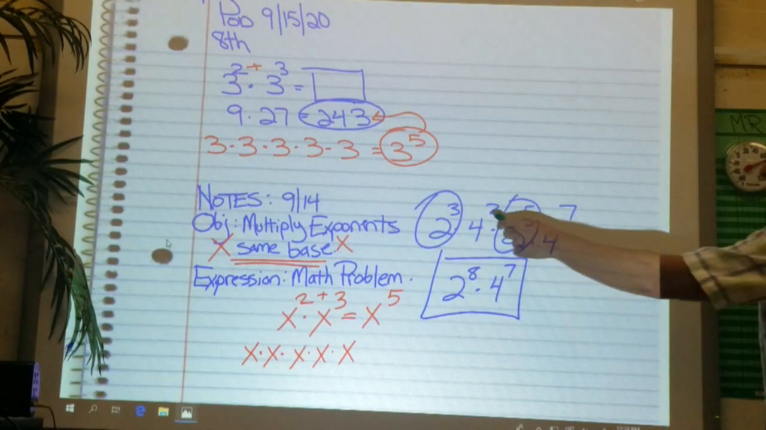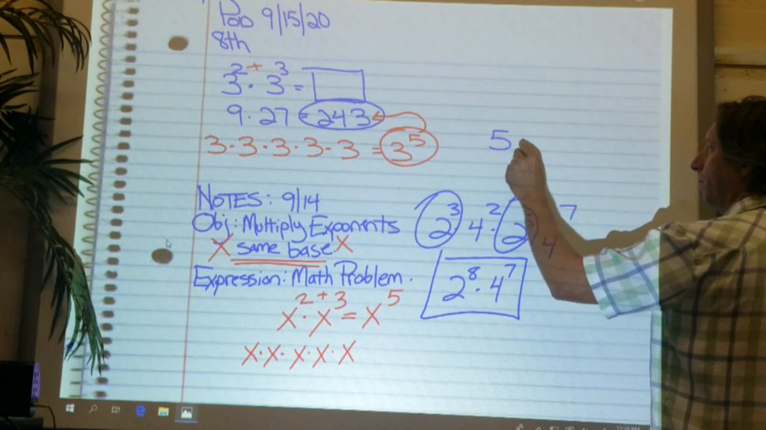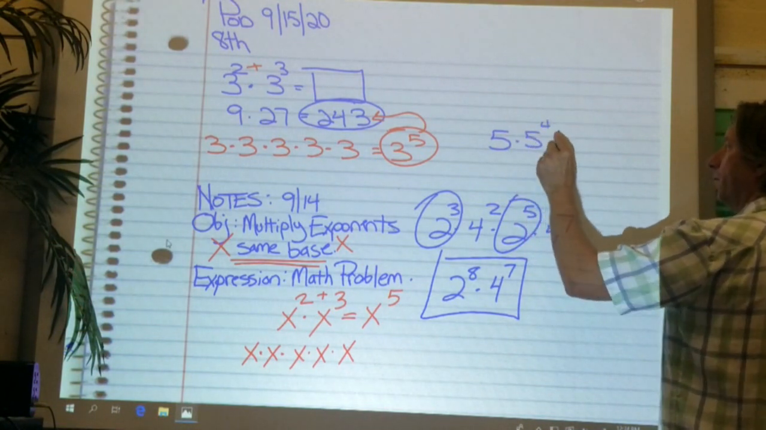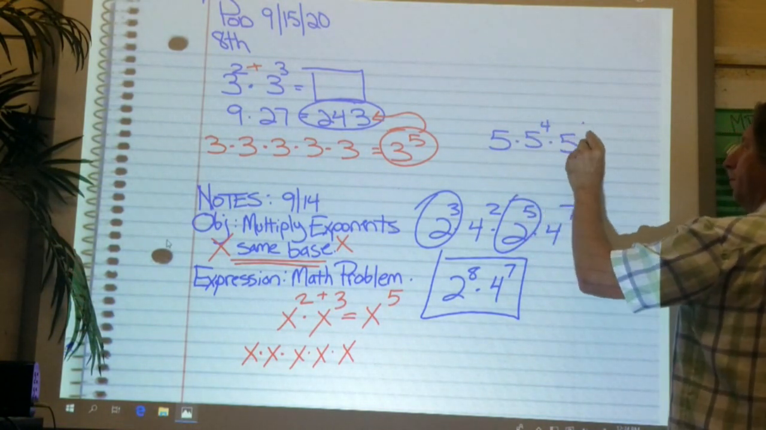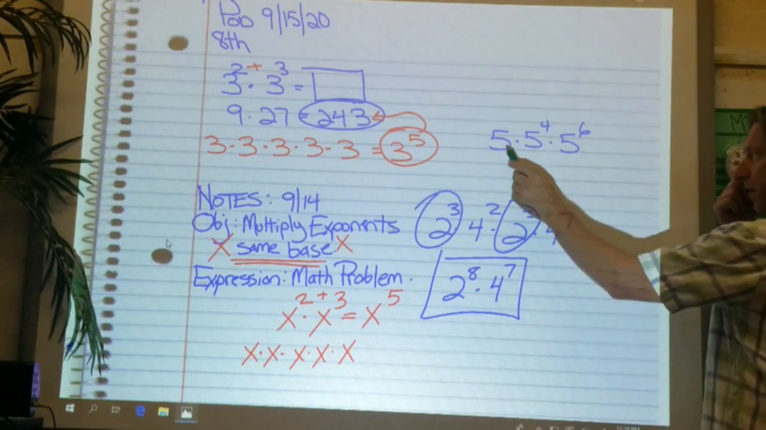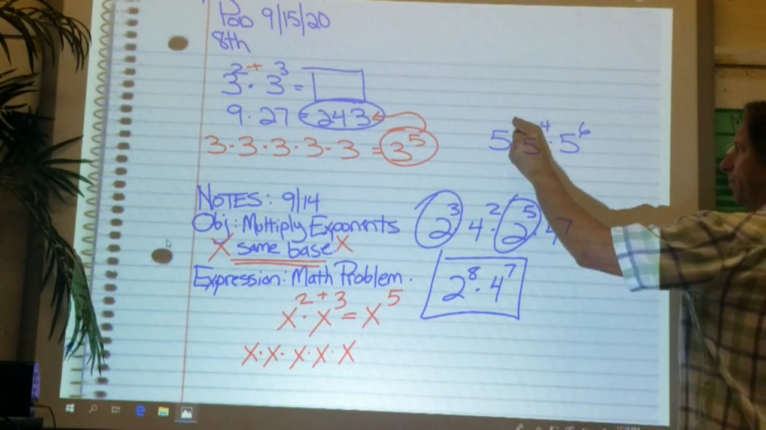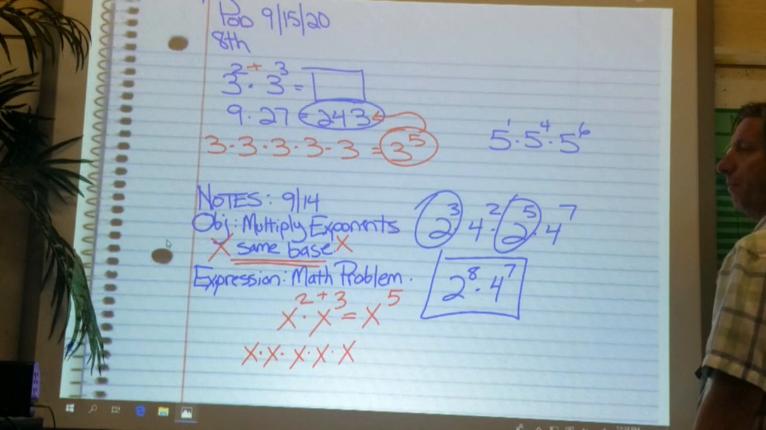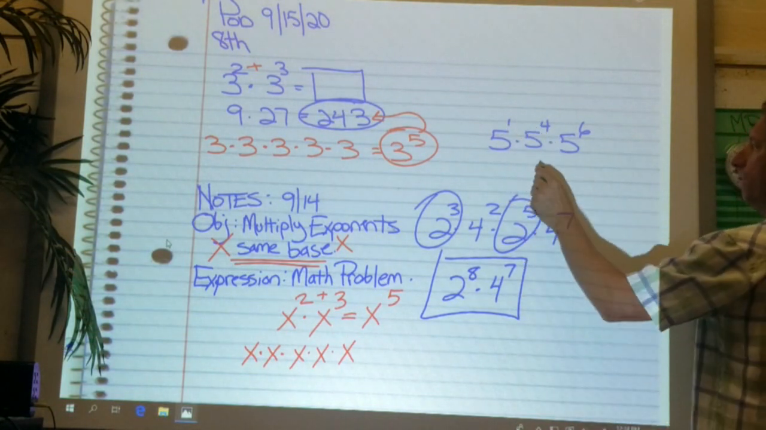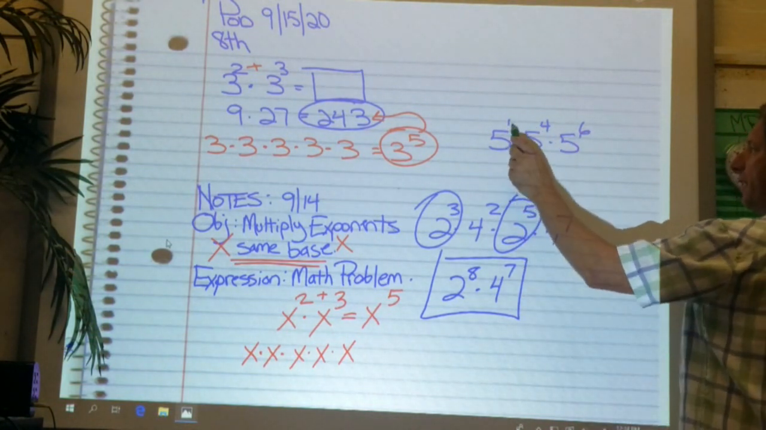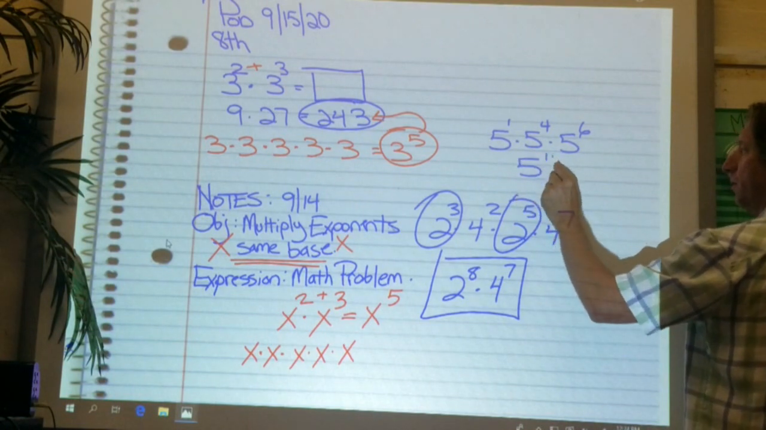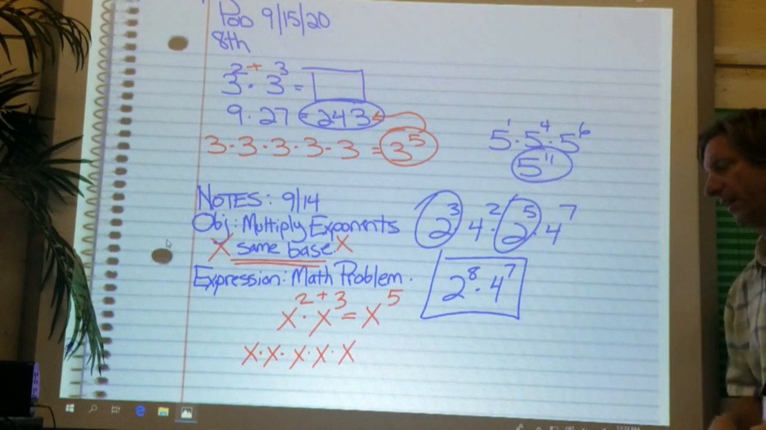Well, what if there is no exponent? If there's no exponent, that's just 1, 5 there, right? So you could put a 1 there. You don't need to put it, but think of it as 1. So this would be 6 plus 4 is 10, and 1 more is 5 to the 11th. And then just circle your final answers.